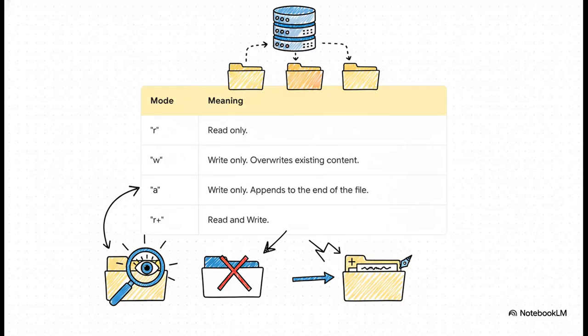And when the program asks for that library card, it has to say what it plans to do. We call this the mode. Is it just going to look at the file? That's R for read. Is it going to completely rewrite it? That's W for write. Or maybe it just wants to add a little note at the end. That's A for append. Being clear about your intentions from the start keeps everything safe and organized.